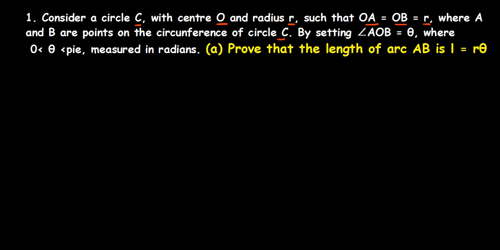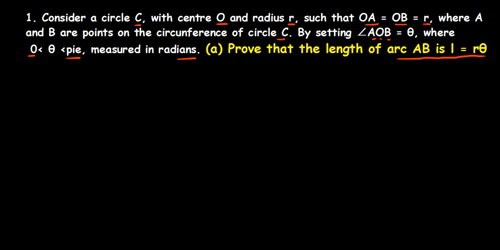Okay, so by setting the angle AOB equal to theta, where this theta is between 0 and pi, which is measured in radians, prove that the length of the arc AB is equal to R multiplied by theta. Okay, so what are we going to do there? We are going to draw the situation that we've been given.